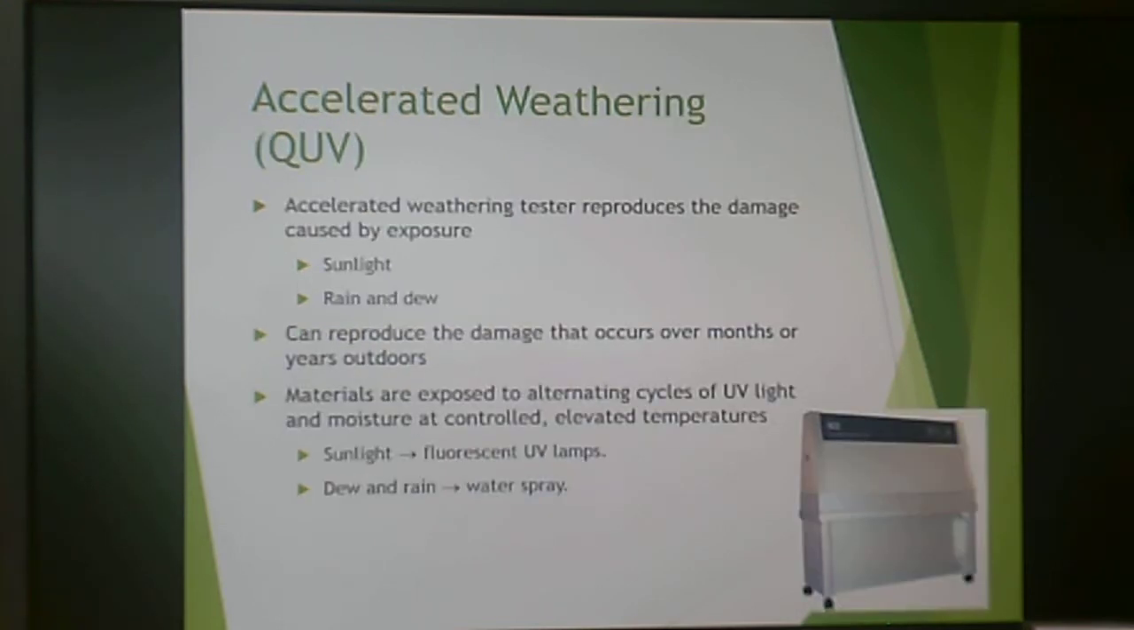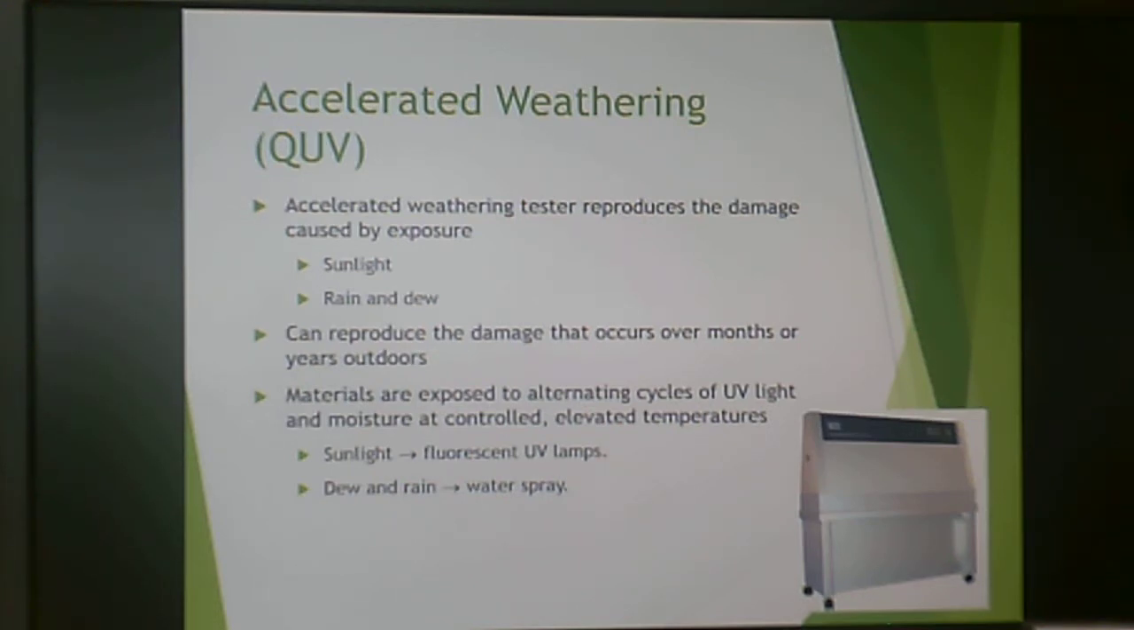Now, weatherability is done by accelerated weathering or QUV. And what you do is reproduce the damage caused by environmental exposure. So sunlight, rain and dew, and in the sunlight you're looking at UV radiation. And what you can do using a QUV is you can reproduce the damage that occurs over months or years outdoors. And these are things that you generally have to do when you're certifying, especially an exterior product like vinyl siding or, say, exterior paint.